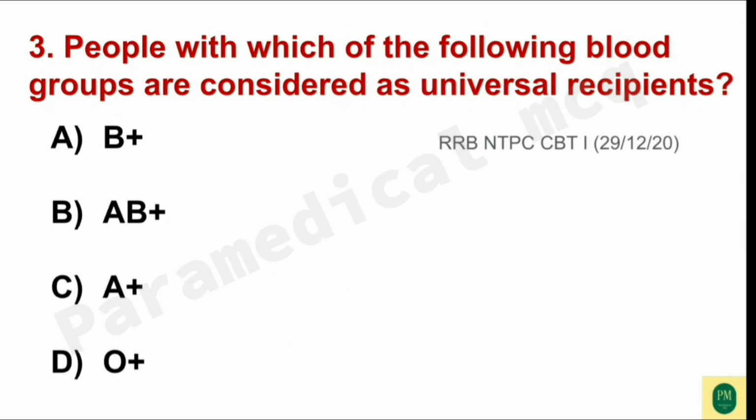People with which of the following blood groups are considered as universal recipient? Option A: B positive. Option B: AB positive. Option C: A positive. Option D: O positive. The correct option is option B: AB positive.